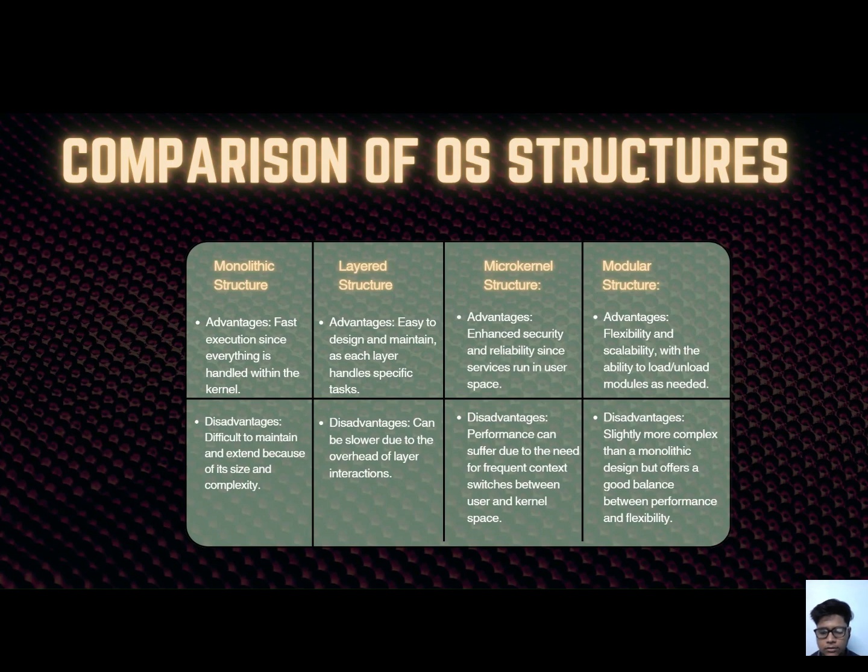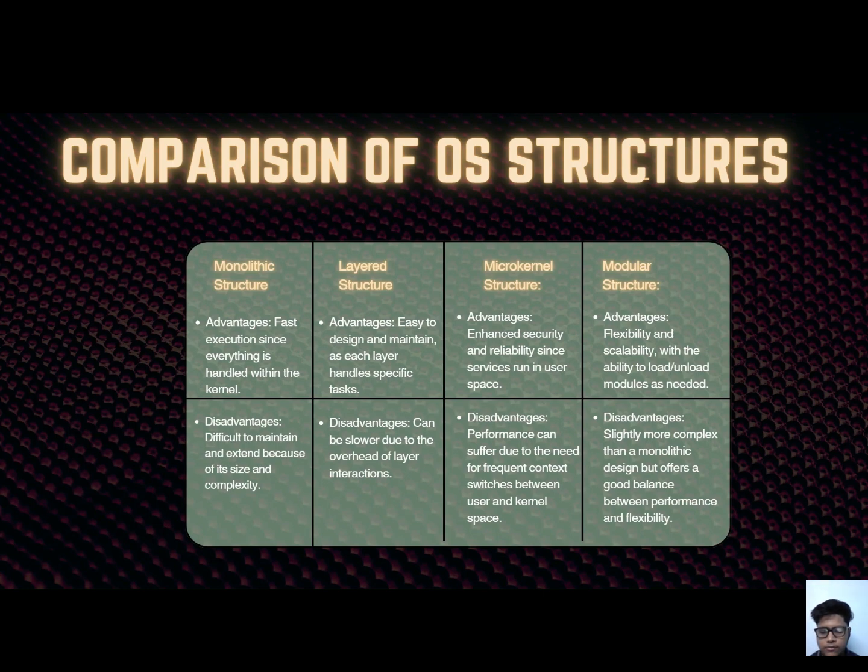Now, microkernel structures offer enhanced security and stability because services are isolated in separate processes. This reduces the risk of system crashes. However, this frequent context switching and communication between the kernel and user space can introduce performance bottlenecks.